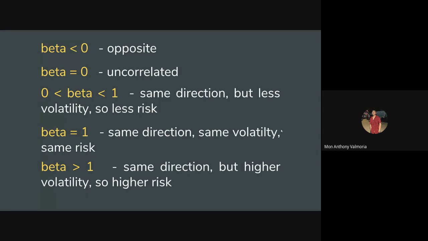Next, when the beta is between 0 and 1, the security moves in the same direction as the market, but with less volatility and therefore with low risk. In other words, the investment is affected by market performance to a less than proportional degree. When the beta is equal to 1, the security moves in the same direction as the market with the same volatility and therefore with the same risk. And lastly, when the beta is greater than 1, the security moves in the same direction as the market but with higher volatility and therefore with high risk. In other words, the investment is affected by market performance to a more than proportional degree.